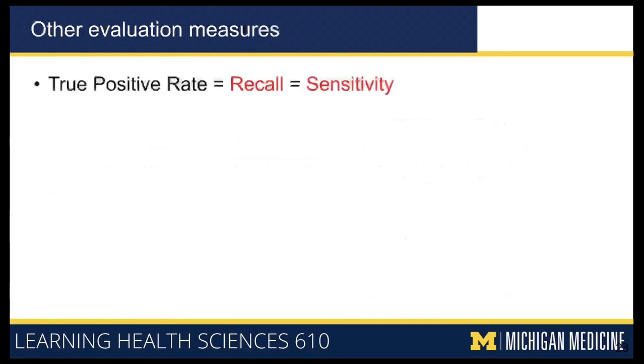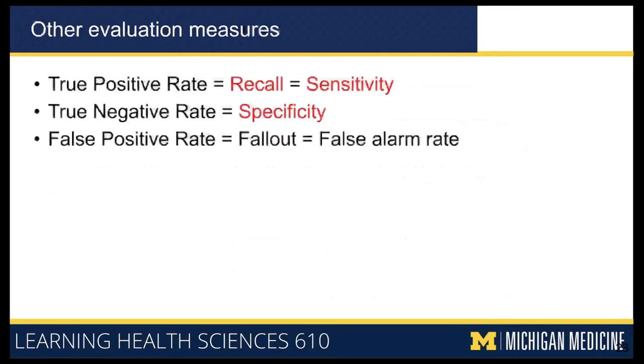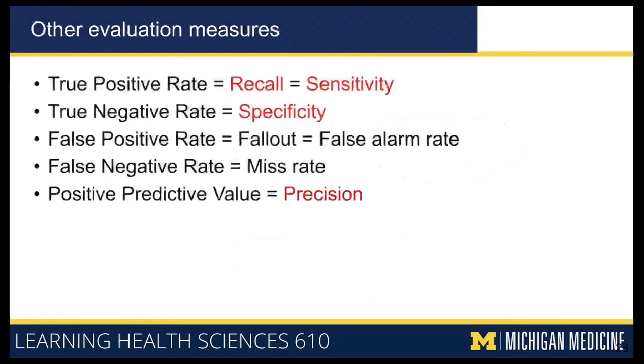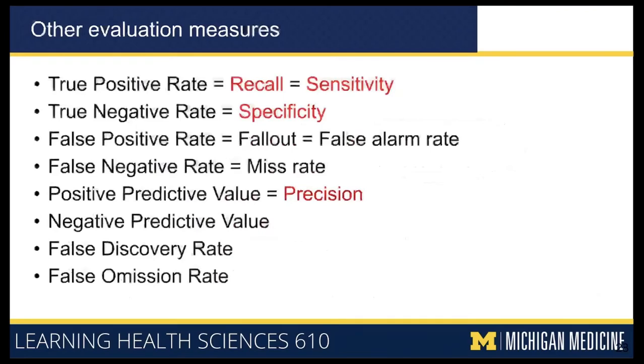So true positive rate is the same as recall or sensitivity. True negative rate is the same as specificity. That's 1 minus false negative rate. False positive rate is also called fallout or false alarm rate. False negative rate is called miss rate. Precision has another term called positive predictive value. There's a negative predictive value, false discovery rate, false omission rate, and so on.